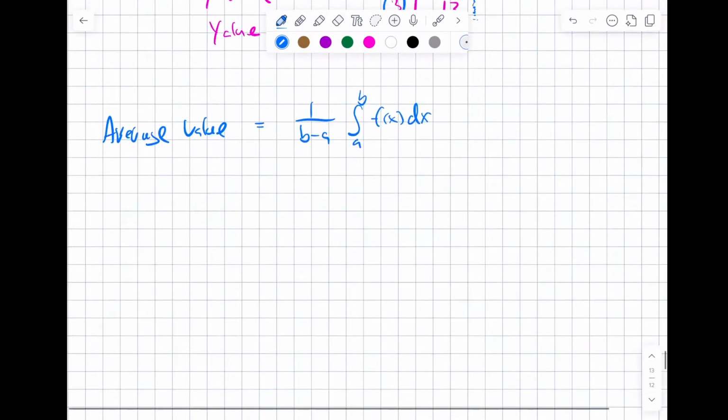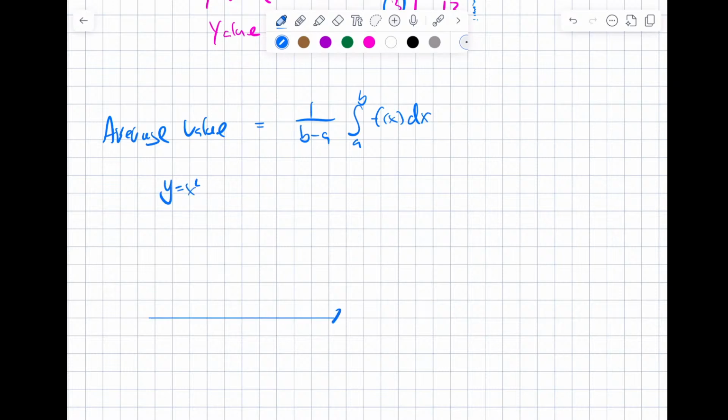Right? So I'm going to show you what happened. Let's just say, for example, I have this function, y equals x squared. I'm going to exaggerate a little bit, so it's going to scale up to 2. So it's like this. I got this graph here. And obviously, there's area under the curve here.